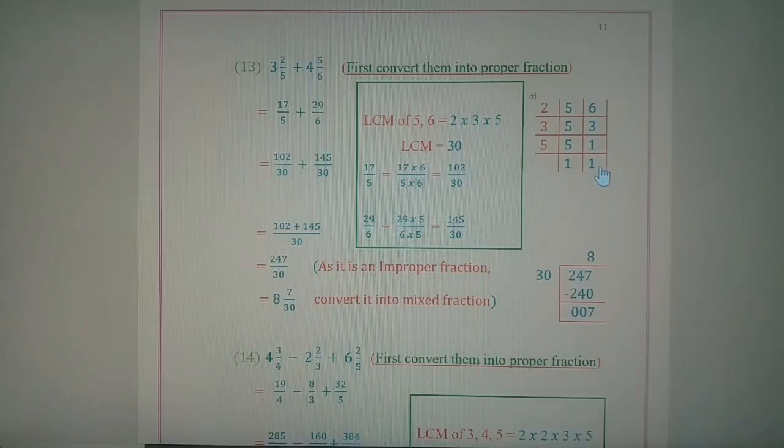To find the LCM, we have to find the product of the first column. The product of the first column is 2 into 3 into 5. That will be the LCM. So LCM of 5 and 6 equals 2 into 3 into 5. 2 3s are 6, 6 5s are 30. The LCM will be 30.